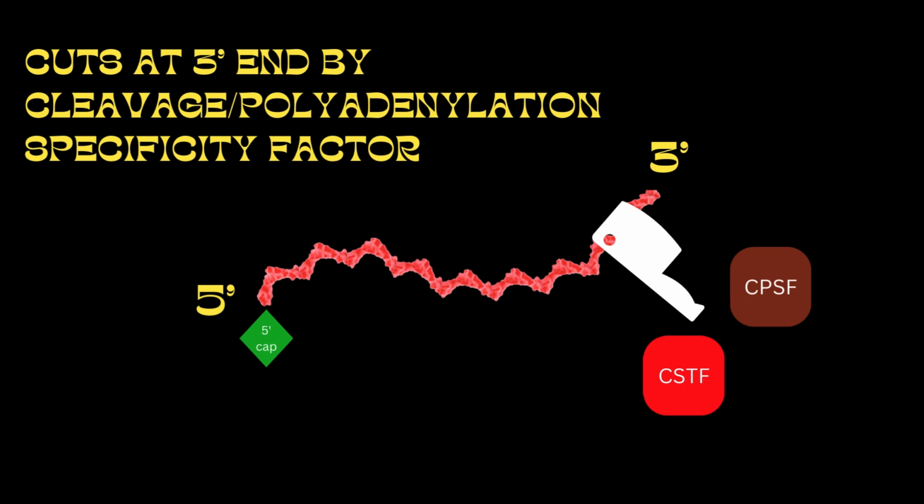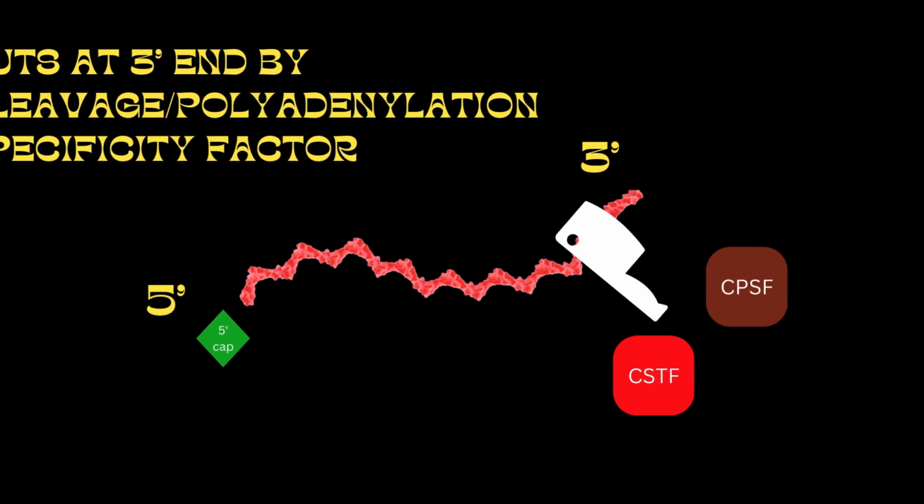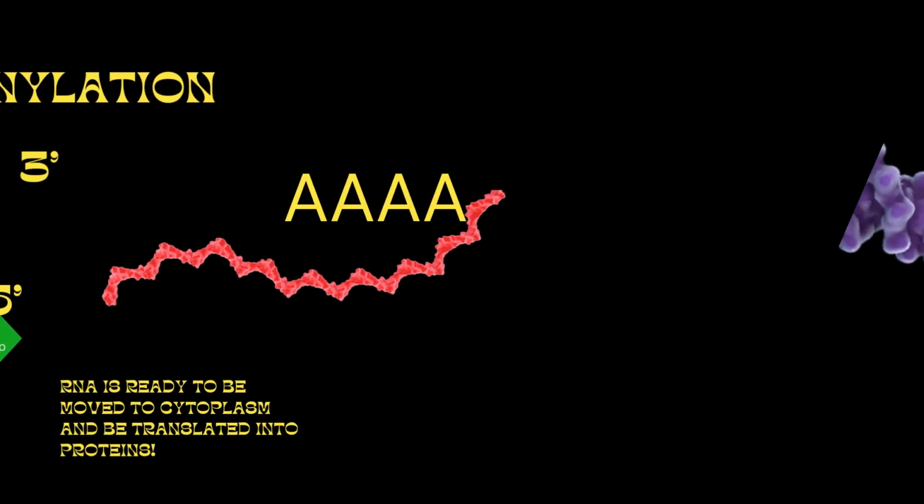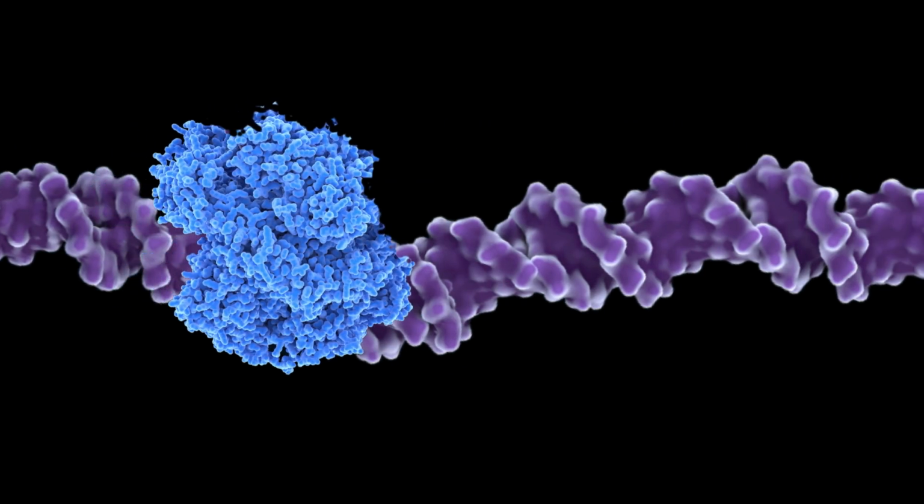In eukaryotes, how transcription ends is less well understood than in bacteria. However, it involves cutting the newly made RNA and then adding a string of adenine molecules, a type of building block, to its new end. This process, called polyadenylation, helps protect the RNA and make it more stable so it can be used to produce proteins. The polymerase keeps going a bit further before eventually stopping and letting go.